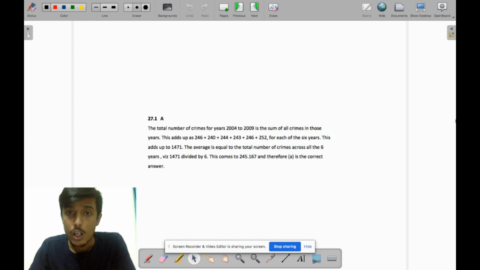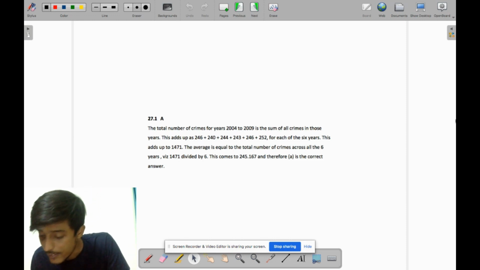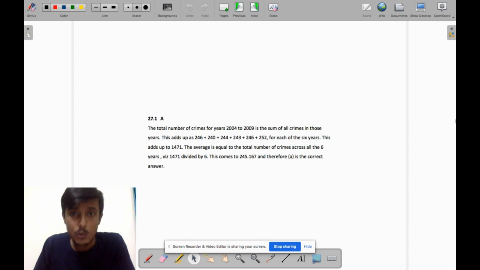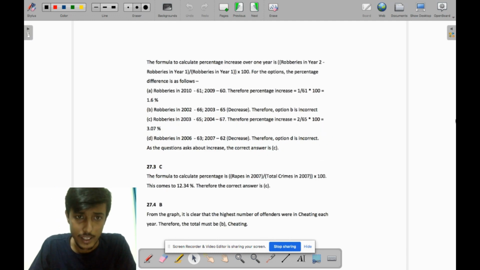Average is what? Total number of crimes committed divided by total number of years. So total number of years is 6. So 1471 divided by 6 comes to 245.167. So here the answer is given in whole numbers, which are 245, 246, 244, 240. So hence you don't even have to calculate to 3 decimal points. You just get 245, you take answer A, you move on to the next question.